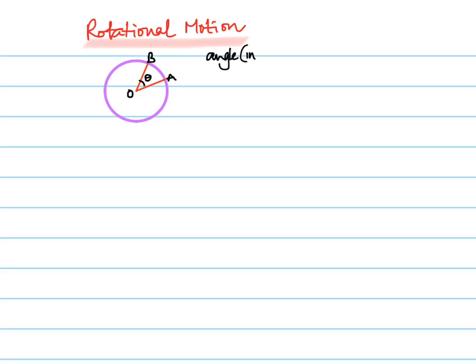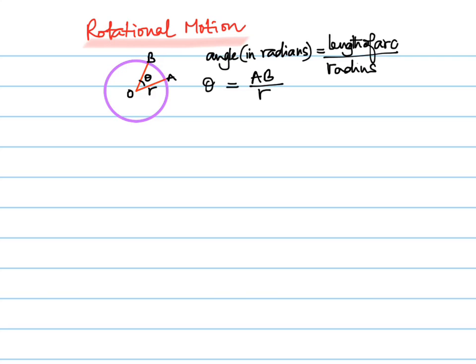The actual unit of angle is radians, not degrees. So if you follow this definition, you will be getting angle in radians, not in degrees. That's why it says angle in radians is the length of the arc divided by the radius. So theta is AB divided by R.